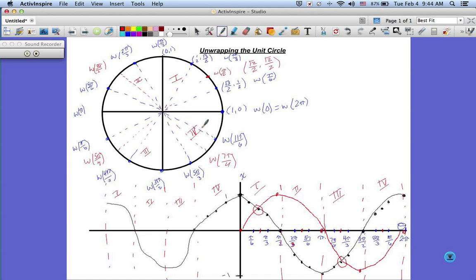I hope you got a little bit out of that one, and I think the biggest thing is recognizing where the wraps, which we will be calling angles here shortly in radians, as we talk about the relationships between radians and degrees. But here's the unwrap of the x coordinate in black and the y coordinate in red.